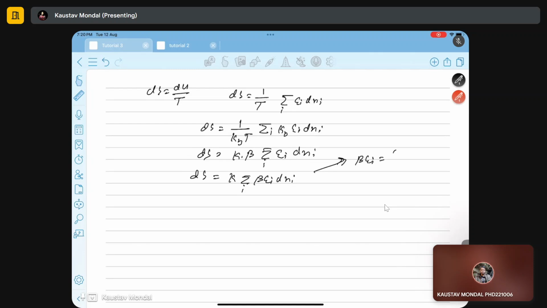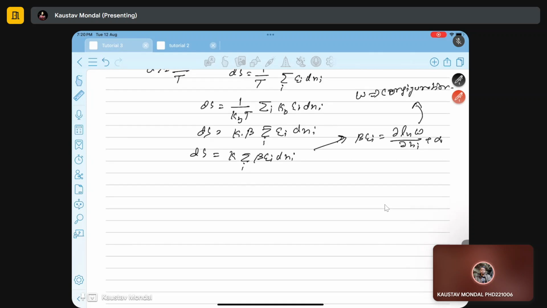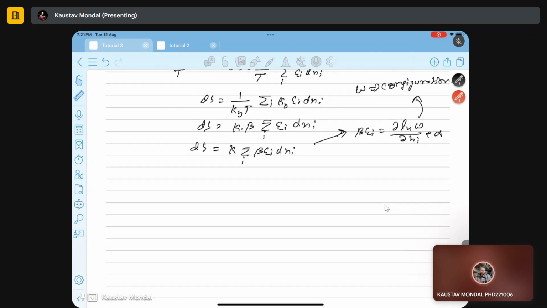From that concept, we know that beta E_i equals delta ln W by delta N_i plus alpha. This W is basically the configuration, which we discussed in tutorial 1. Beta is the undetermined multiplier, and alpha is the first undetermined multiplier. So we will substitute this beta E_i here. So k times the summation over beta E_i is delta ln W by delta N_i dN_i, plus alpha dN_i.